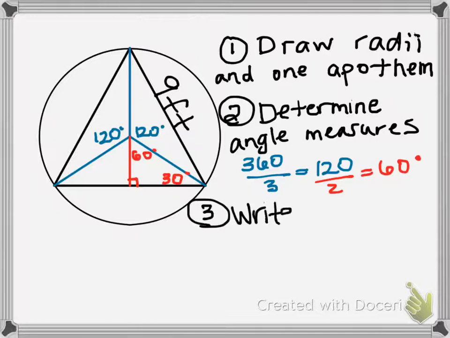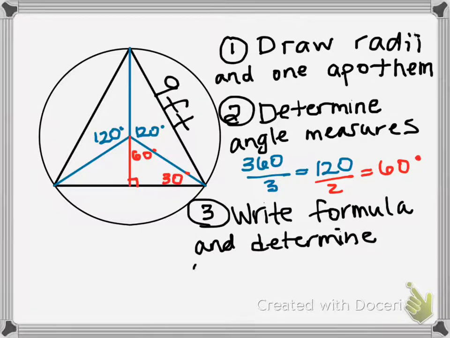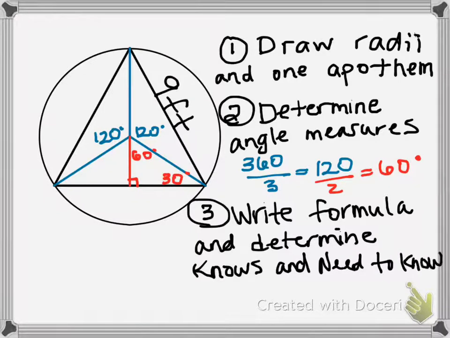The next step would be to write out the formula and determine what information I know and the information that I need to know. So, knows and needs to know. Well, my formula I know is A equals 1/2 apothem times perimeter. The 1/2 stays there. And I don't know my apothem, so it's just going to have to stay blank for now. That's one of my needs to knows.